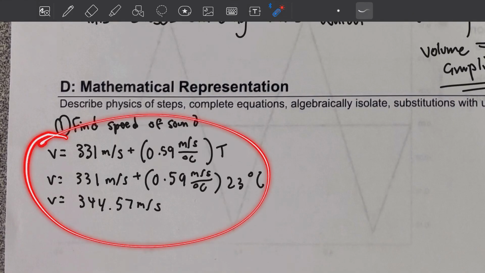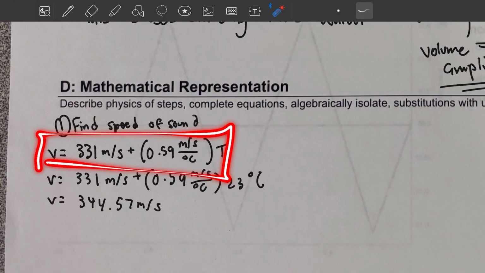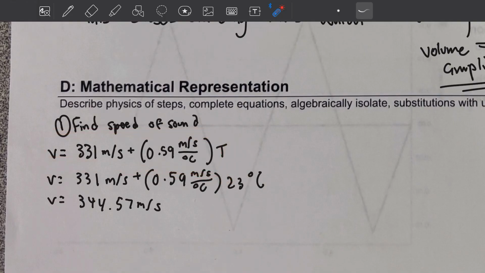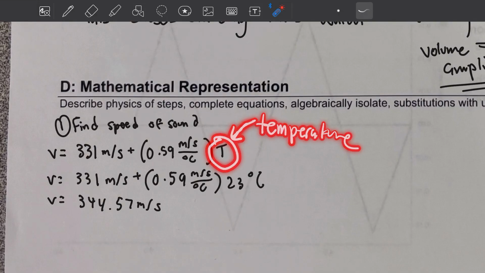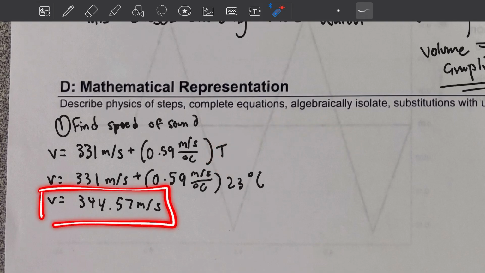This is how you solve it. You want to use this formula here, which is the formula to find the speed of sound. And in that, you want to substitute in 23 degrees Celsius for the variable T, which is our temperature. And once I do that, I get this value back, which is our wave speed.